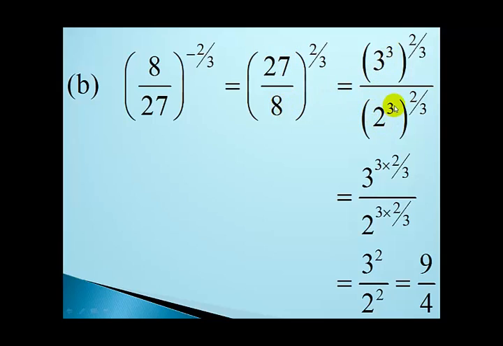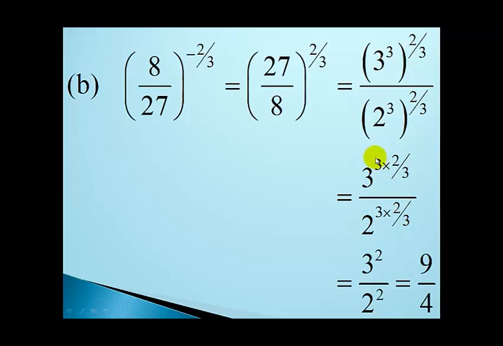Now, according to the third law of indices, the exponent we have in the bracket multiplies the exponent outside the bracket. And so 3 raised to the power 3 into bracket exponent 2 over 3, all divided by 2 raised to the power 3 into bracket exponent 2 over 3, is equal to 3 raised to the power 3 times 2 over 3. That is, the exponent in the bracket multiplies the exponent outside the bracket. So we have 3 raised to the power 3 times 2 over 3, all divided by 2 raised to the power 3 times 2 over 3.